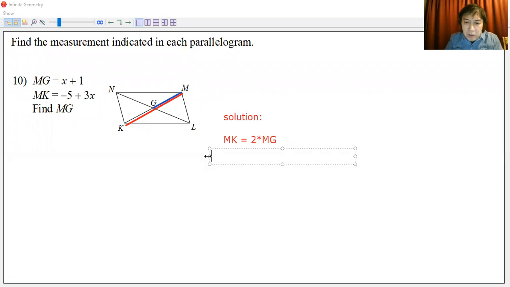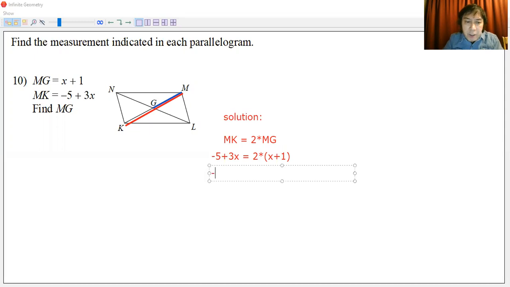mk is -5 plus 3x. This is equal to 2 times mg, which is x plus 1. So mk is the entire length, mg is half of it. So we will just double it, and that will be equal to mk. And now we shall solve for x first.